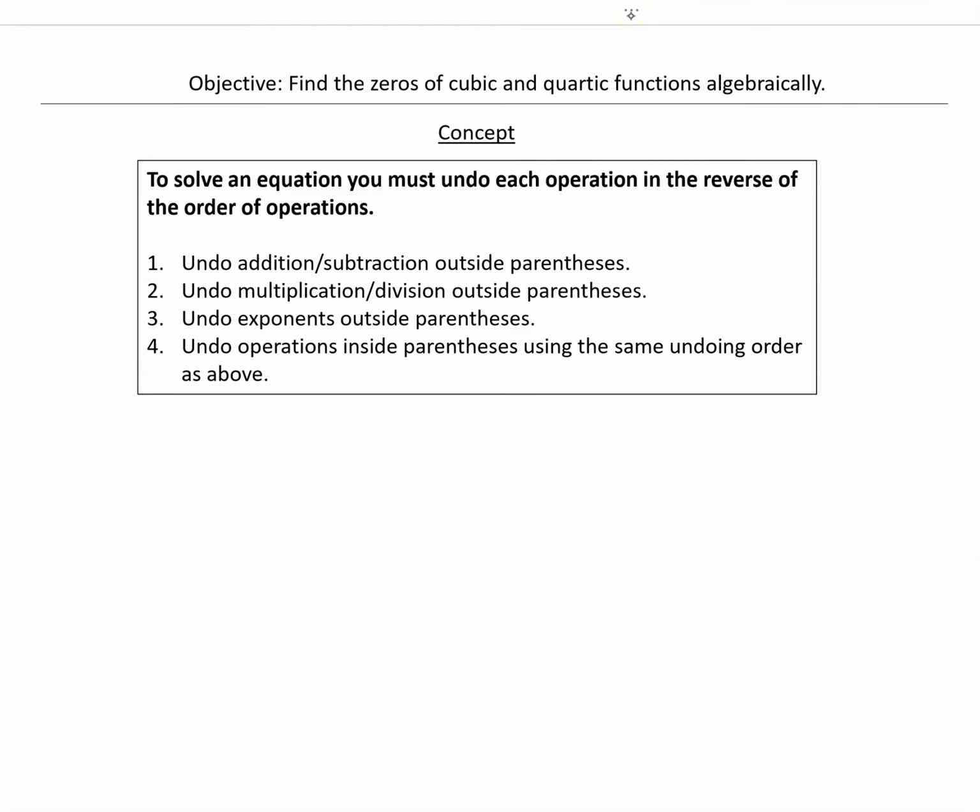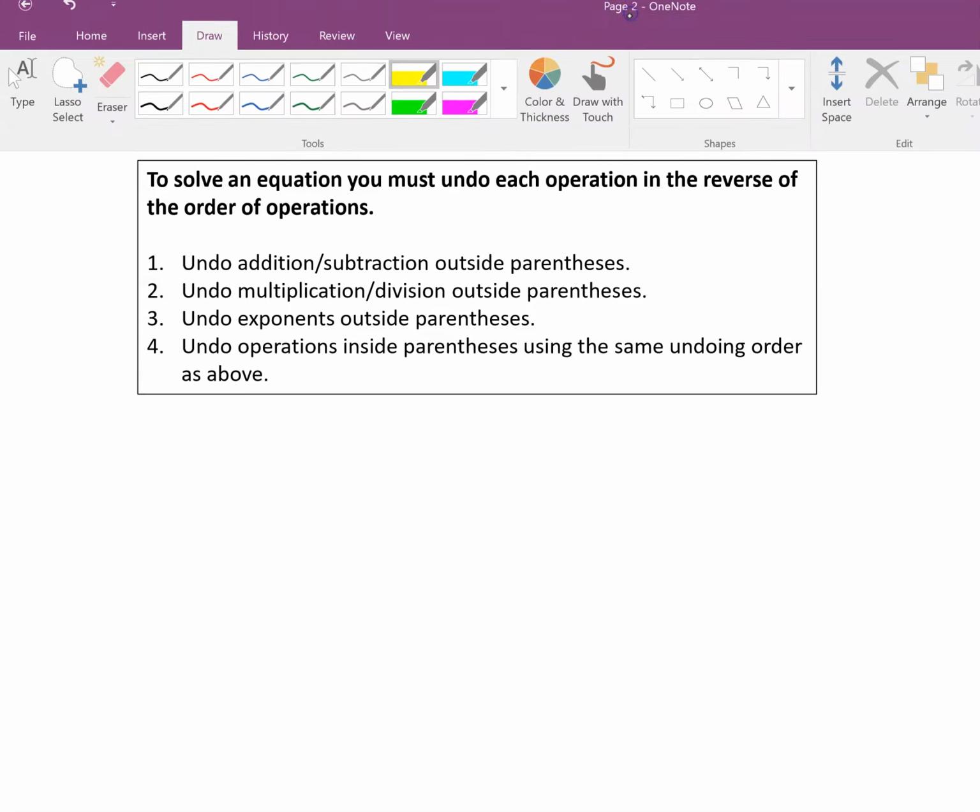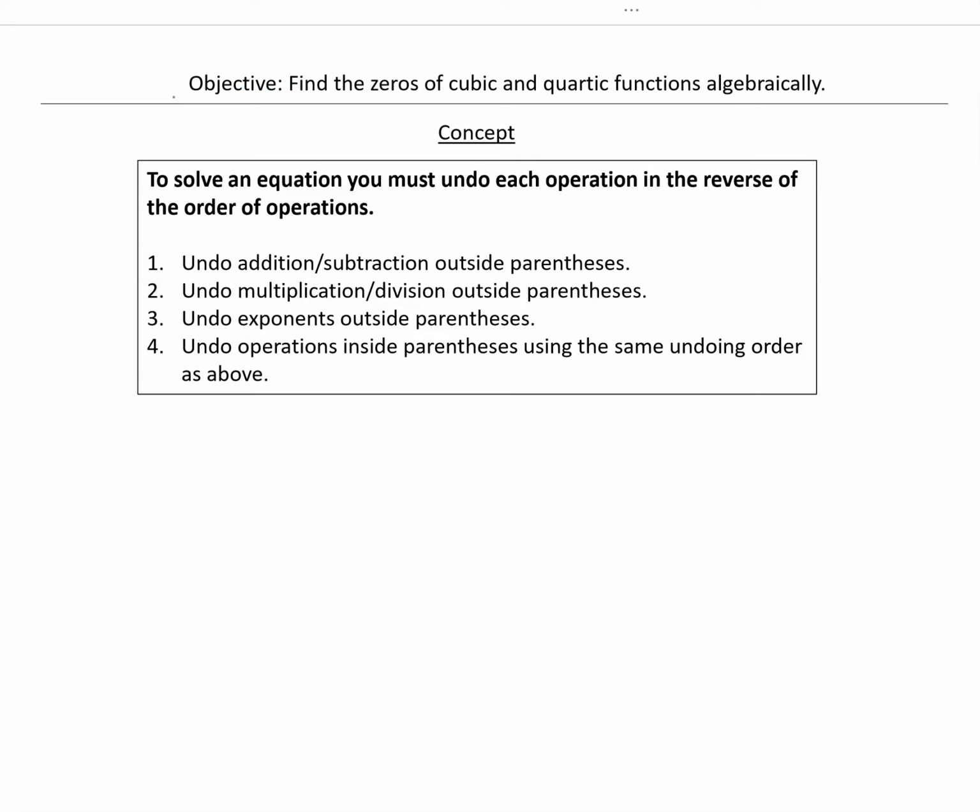All right, here we're looking at a reminder: remember that when we are doing our undoing algebra, we want to do it in the reverse order of operations. So we want to undo addition or subtraction outside parentheses first. Then we want to undo multiplication or division outside parentheses. We want to undo exponents outside parentheses, and then we'll undo everything inside parentheses using that same undoing order.